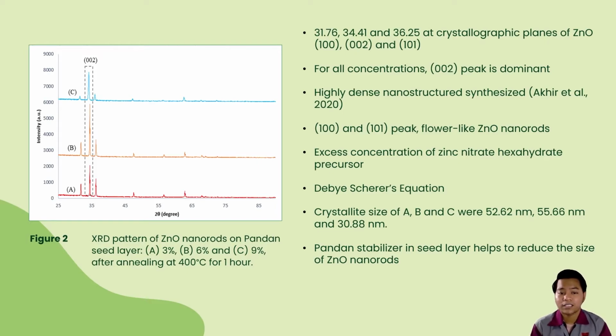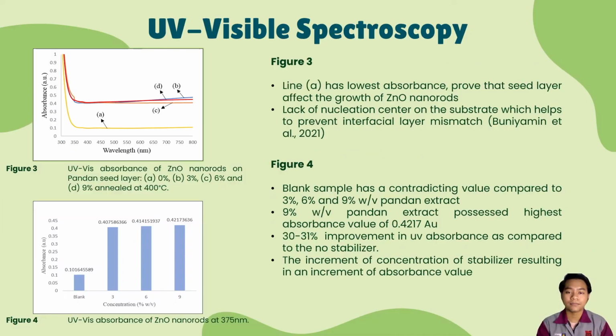This may be due to the excess concentration of zinc nitrate hexahydrate precursor used. By using the Debye-Scherrer equation, the crystallite sizes of A, B, and C were 52.62 nanometer, 55.66 nanometer, and 30.88 nanometer. To compare the crystallite size of figure 2C and figure 1, the crystallite size decreases from 53 nanometer to 30 nanometer, which shows the Pandan stabilizer in the seed layer helps to reduce the size of zinc oxide nanorods.